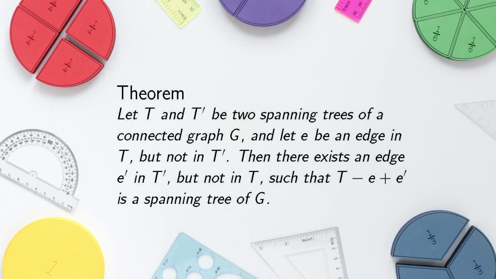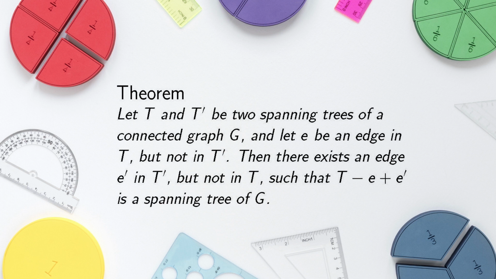Now let us look at another important result. Let T and T dash be two spanning trees of a connected graph G, and let E be an edge in T but not in T dash.